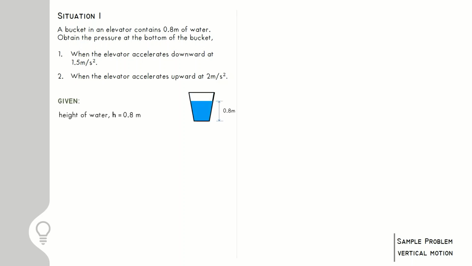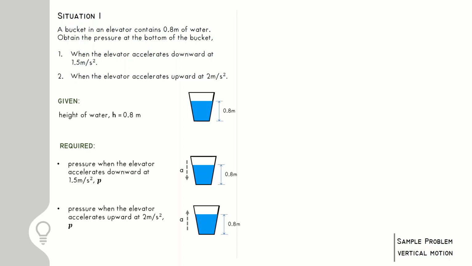Given in the problem, the height of water in the bucket is 0.8 meters, and we are to find the pressure at the bottom of the bucket when the elevator accelerates downward at 1.5 meters per second squared, and when the elevator accelerates upward at 2 meters per second squared. So let's solve the first problem by using the formula we derived earlier for vertical motion, which is pressure is equal to unit weight times height times 1 plus or minus a over g. But since the motion here is downward, we will use minus.